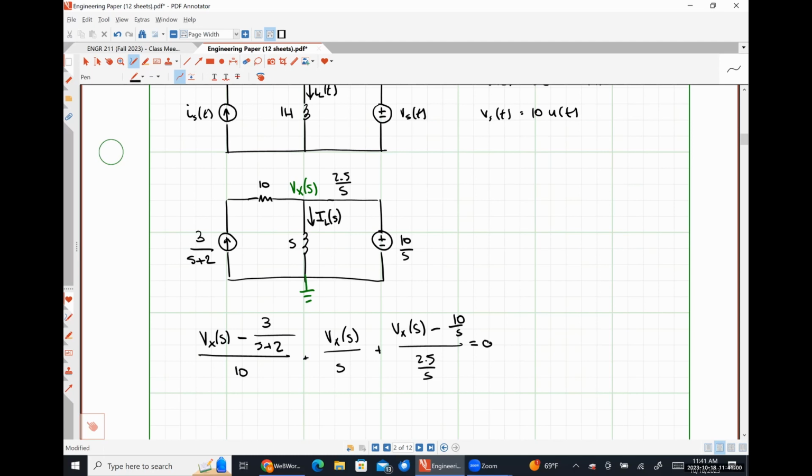Oh, you're right, because that's totally a current source. Thank you. 100% correct. Thank you for that, Brody. Mistake on my part. Negative 3 over S plus 2. Thank you very much.